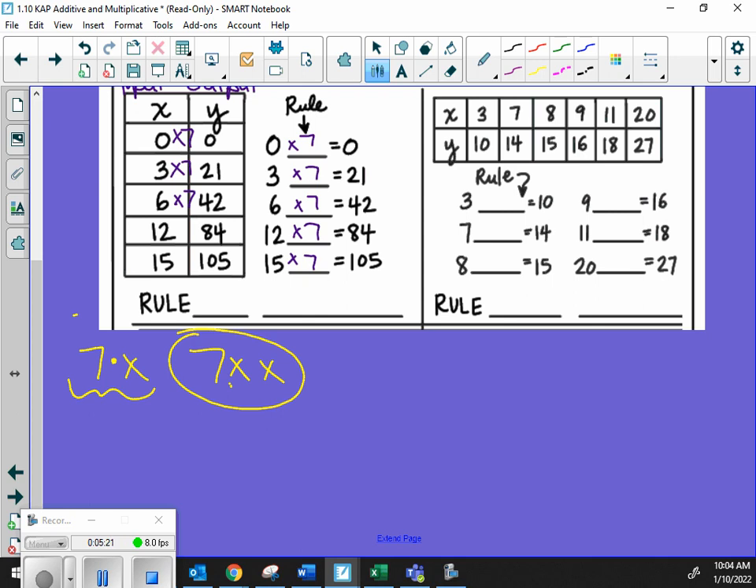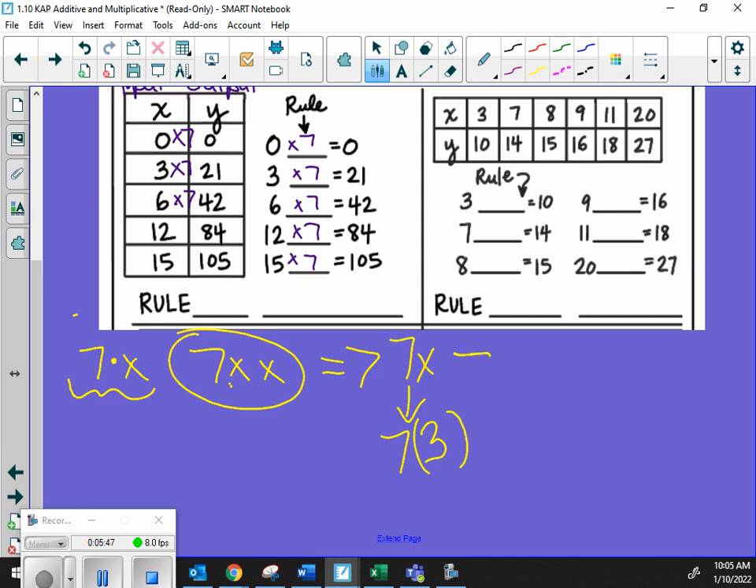The way that Miss Lytle is going to get us used to writing it is just 7x. Whenever you have a letter, you can just write the number next to the letter, and that also means to multiply. Okay? It's a little different when you write it with a number, like if I wanted to do 7 times 3. I'm not just going to write 7 and 3 like that, because what does that look like? 73. Whenever it's two numbers, I'm going to put a set of parentheses around it just to help out.